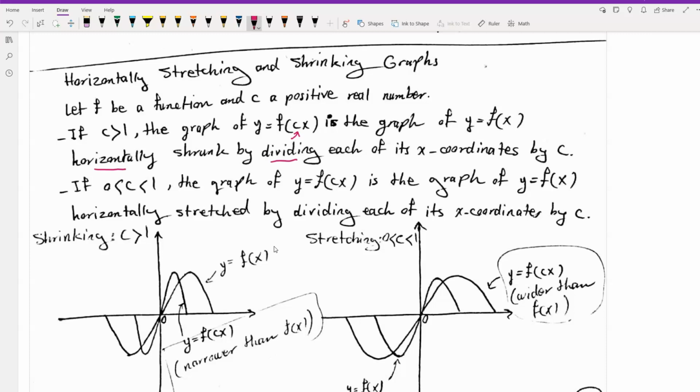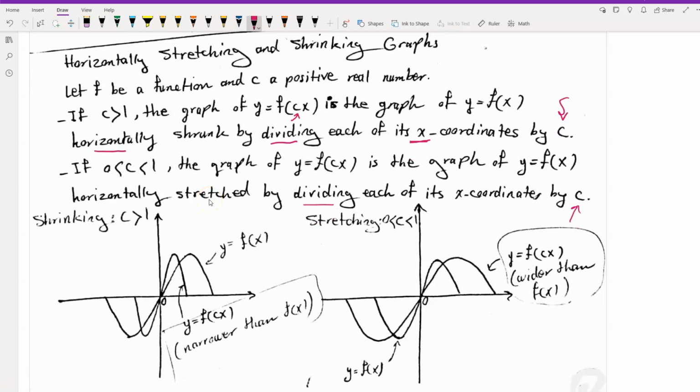These are the differences between what we have here and what we have for vertically. So dividing each of its x coordinate, so instead of y we have x, dividing each of its x coordinate by c. If c is between 0 and 1, the graph of y equal to f of c times x is the graph of y equal to f of x, horizontally stretched by dividing each of its x coordinate by c.